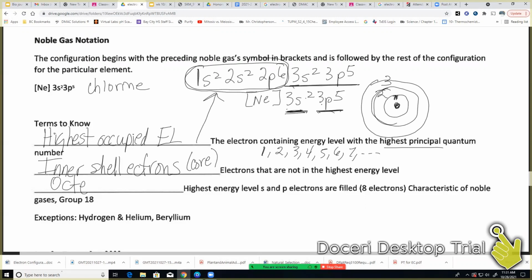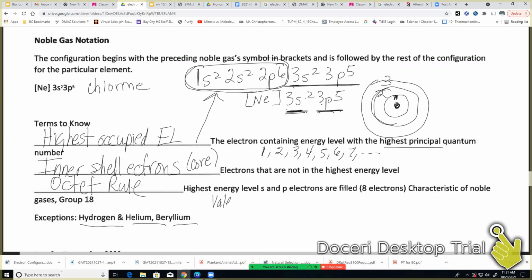The octet rule still falls into place, and that says that the highest energy level S and P electrons are filled when they have 8 electrons. So those are characteristics of your noble gas. Our exceptions are hydrogen, helium, and beryllium, because they cannot have a full octet of 8. They don't even have enough electrons to do that.